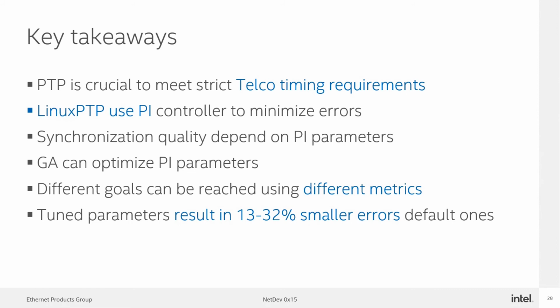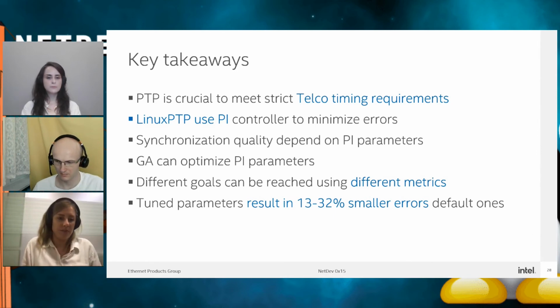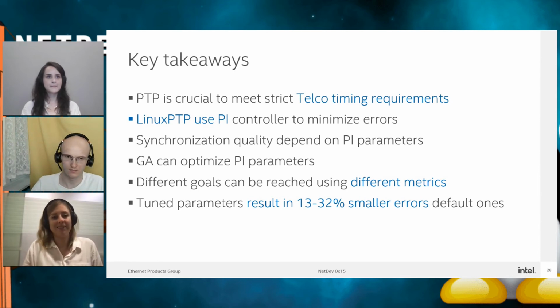The other thing is that among other possible PID tuning methods, a genetic algorithm can be used to find the proper settings, and this is what we did in our framework. Our framework also allows users to use different metrics that allow optimizing different goals. Using this methodology, we've reached up to 32% smaller errors compared to the default settings. And now we're done, and it's time for Q&A.